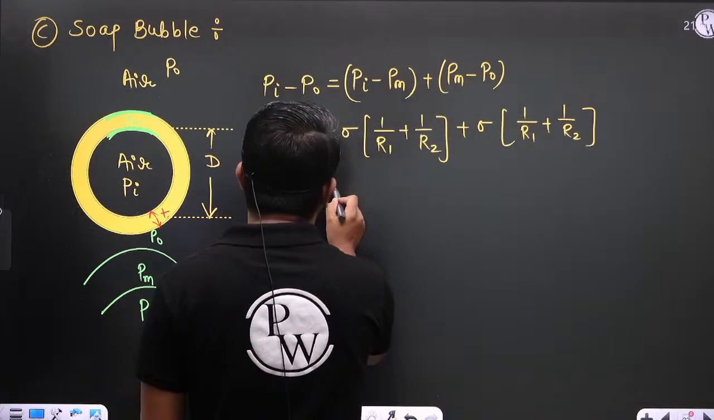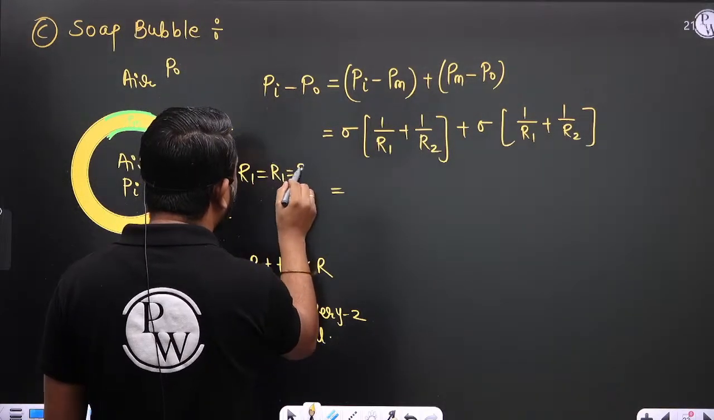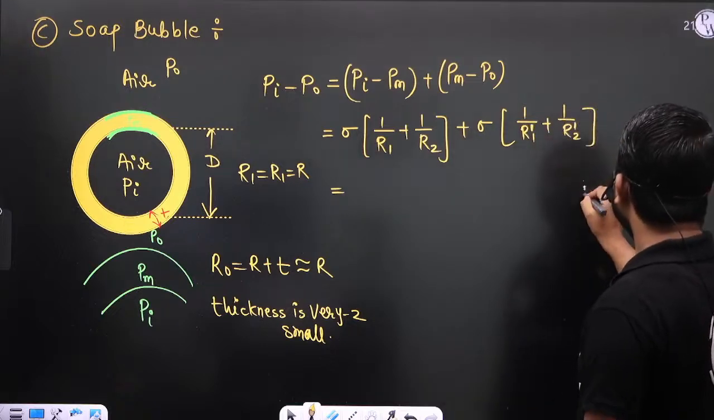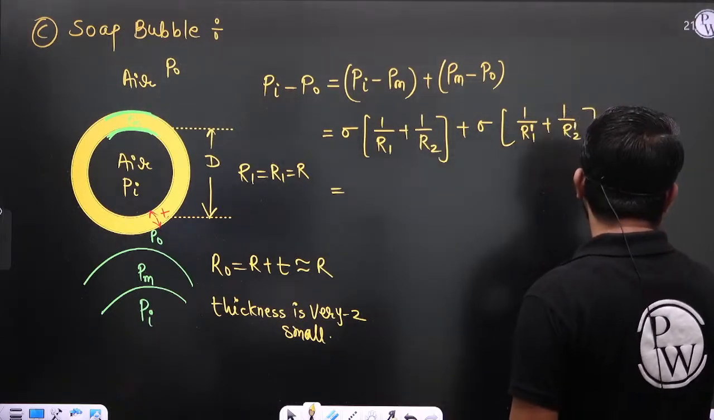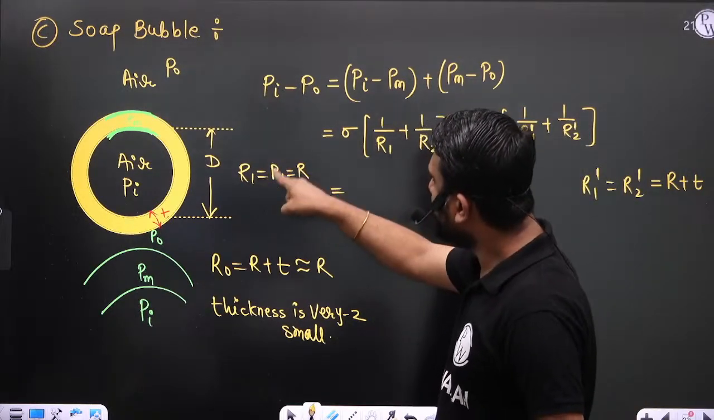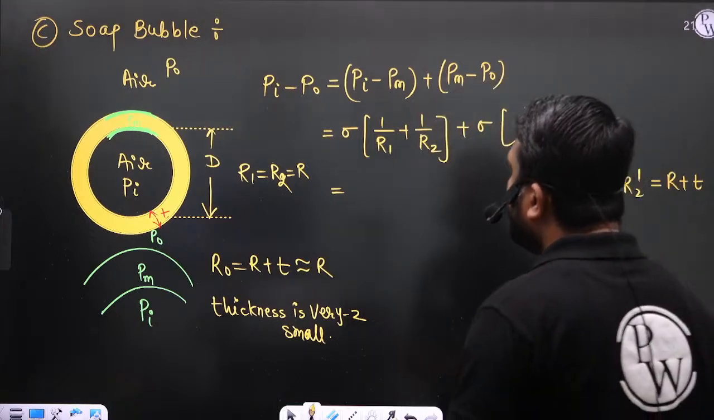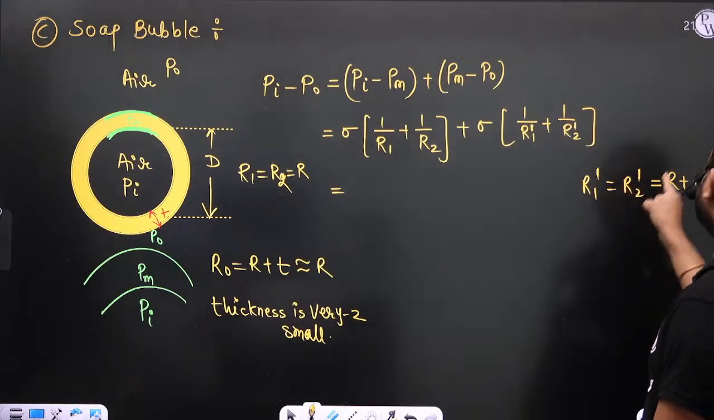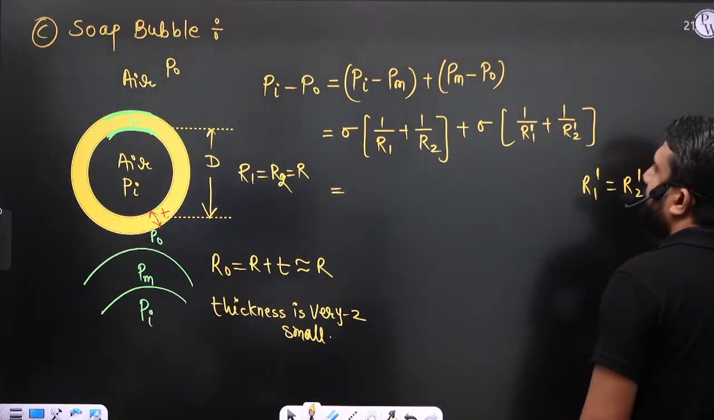Is it fine now? Now see here, this is spherical in shape, so beta, we know that R1 is equal to R2 is equal to R. And let us consider here I am writing R1 dash and R2 dash, R1 dash is equal to R2 dash, and this is equal to R plus T. For the inner interface, R1 is equal to R2 is equal to R. Whereas for the outer interface, R1 dash is equal to R2 dash is equal to R plus T, and since T is very, very small, R plus T is approximately equal to R, so we can write like this. So beta, what you are getting?